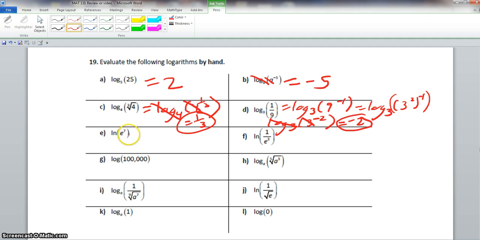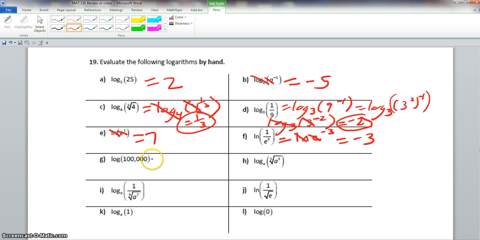Now we go here, we have natural log of e to the 7th. The base of a natural log is e, so the natural log and e simplify out and leave you 7. Now we have natural log of 1 over e to the 3rd, so it'd be natural log of e to the negative 3. The natural log and e simplify out, and your answer is negative 3.